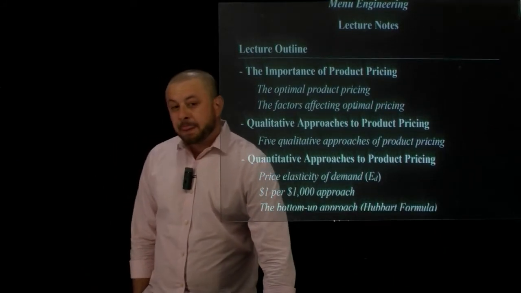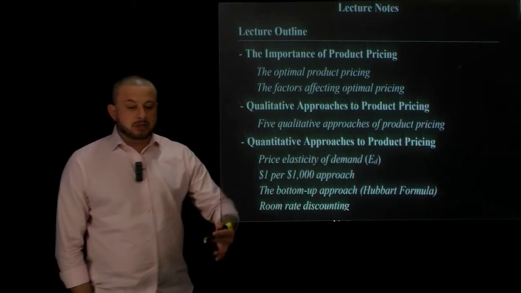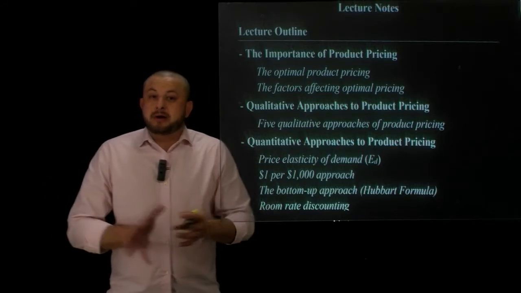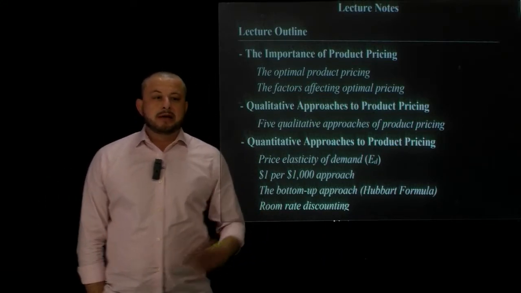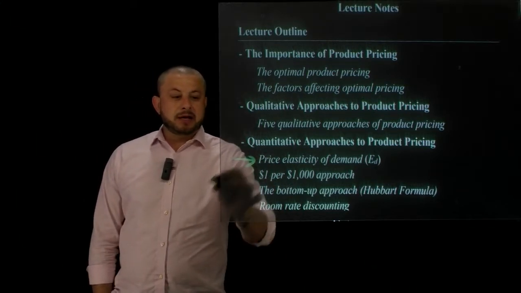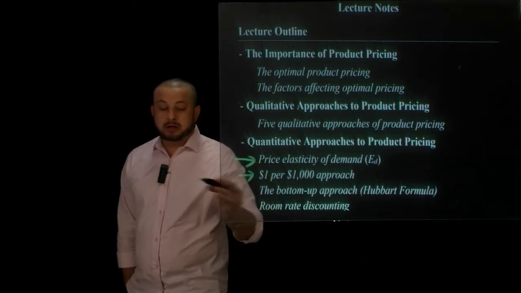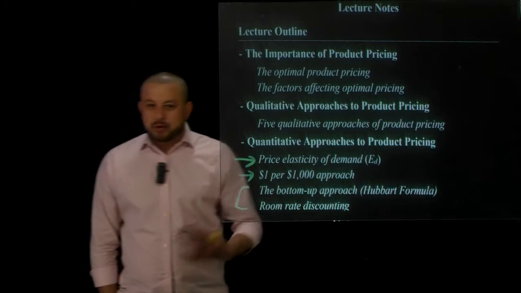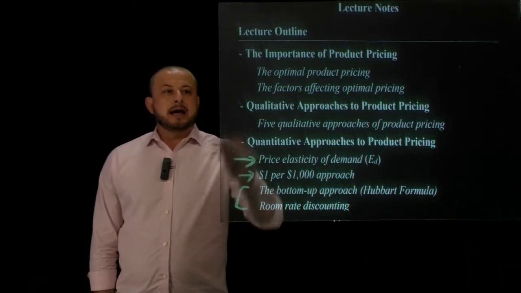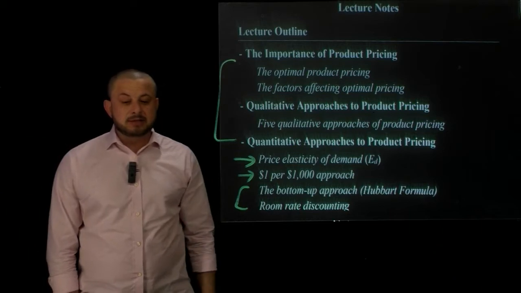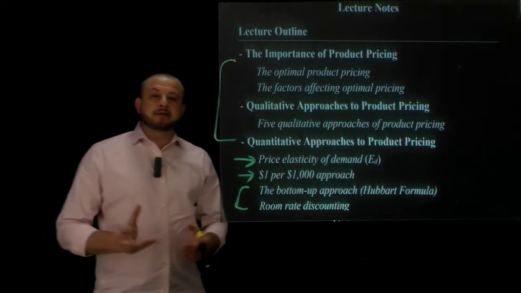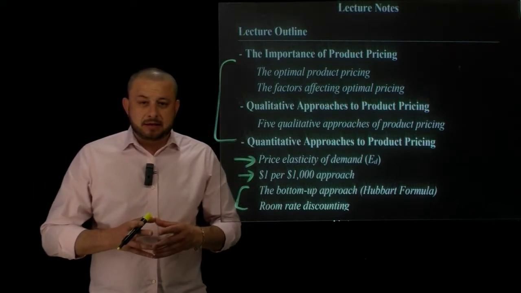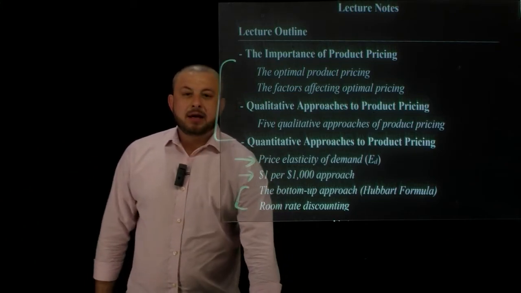What I mean by saying that, as you know, revenue maximization is our number one goal, and then we will learn different approaches to maximize the revenues in hospitality industries. For example, we're going to do the price elasticity of demand. We will talk about a dollar per thousand approach, the bottom-up approach, room rate discounting, equivalent room occupancy, and so forth. We will do all these in this lecture, and then we will understand the importance of pricing, the factors affecting the pricing, and a lot of different understanding related to pricing.